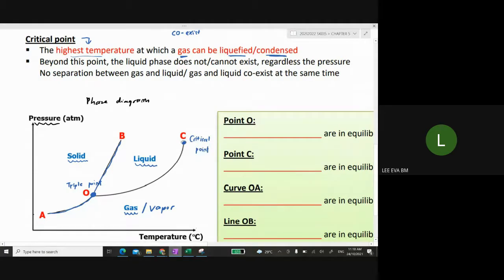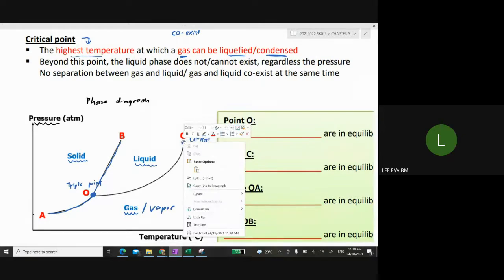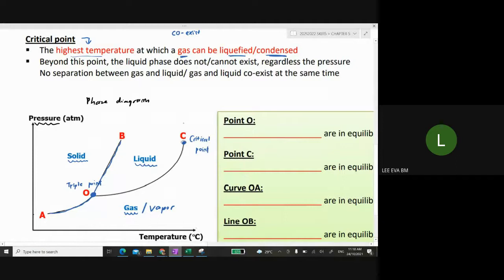Okay, so why do we say this one is a critical point? And then this point will stop here. You cannot extrapolate again. So this is the last point. Dah sampai sini berhenti. Awak tak boleh sambung lagi ke atas, ke situ, sini lagi tak boleh. So sampai point C saja akan berhenti.